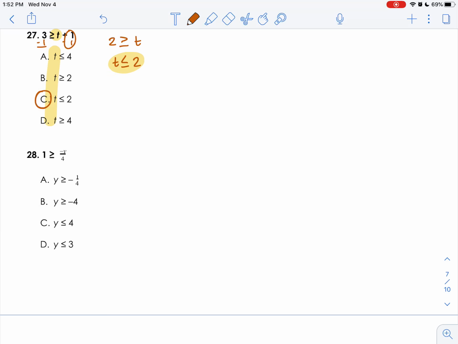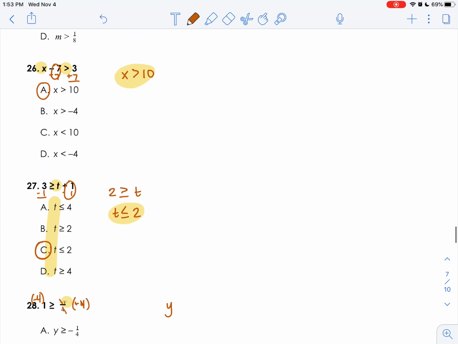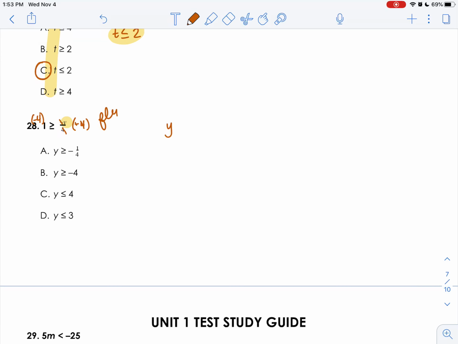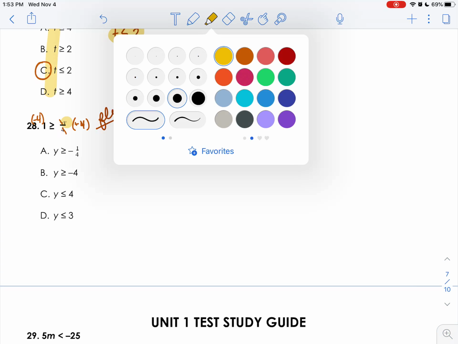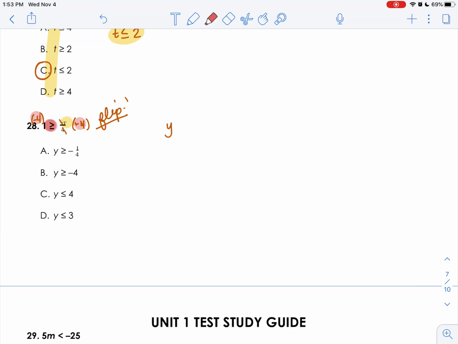For this next one, I have 1 is greater than or equal to negative y over 4. My variable here is y, so I'm dividing by 4, but I also have this negative out in front. So to get the y by itself, I'm going to multiply both sides by negative 4. Multiplying by a negative 4 cancels the negative, and it cancels the 4, leaving me with y. But I'm multiplying by a negative number, remember the rule, so I have to flip. And I usually write myself a little note that says flip so I don't forget. So this inequality symbol here, we multiplied by a negative, is going to flip the other way.